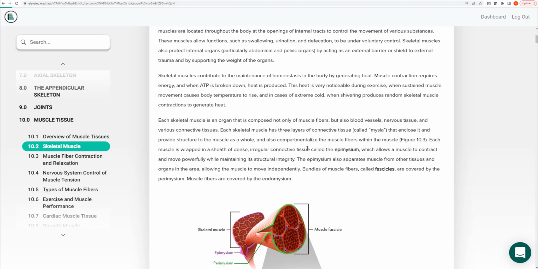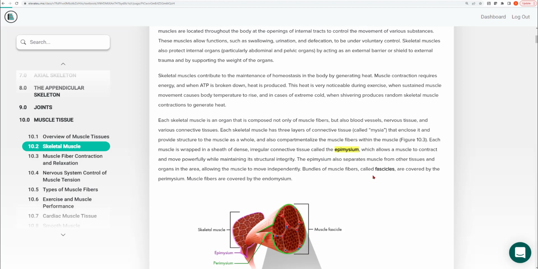Number one, there is a layer of dense irregular connective tissue. Now recall, dense irregular connective tissue is also what you primarily find in the dermis. But also here, there's a layer of dense irregular connective tissue, and this layer is called the epimysium. The epimysium. Epi, on or upon, like the epidermis is on the dermis. So the epimysium is on the entire muscle. Okay? It separates muscle from other tissues. It allows muscles to slide past each other. So it separates one muscle from another muscle.